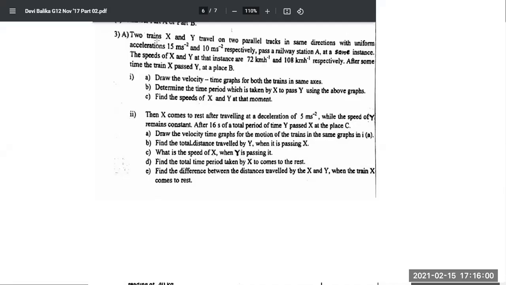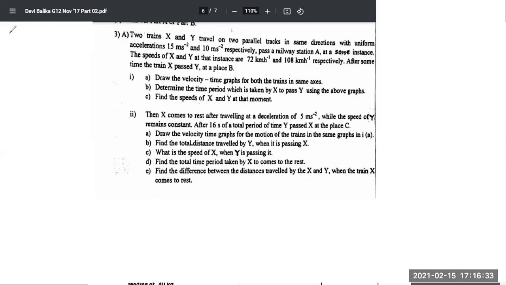Okay, this is the first essay question from the 2017 Devi Balika November grade 12 paper. But let's see what it's all about. Two trains X and Y travel on two parallel tracks in the same direction with uniform accelerations 15 m s^-2 and 10 m s^-2 respectively. They pass a railway station A at the same instant. The speeds of X and Y at that instant are 72 kilometers per hour and 108 kilometers per hour respectively. After some time, the train X passes Y at place B.